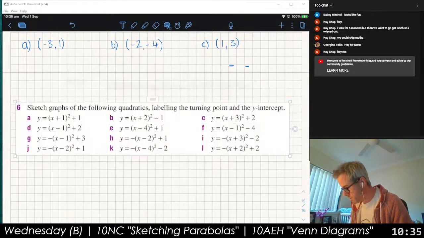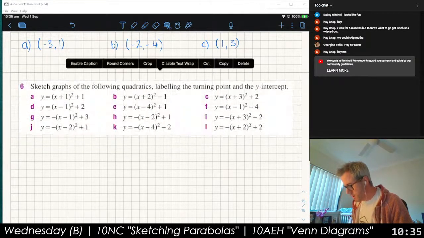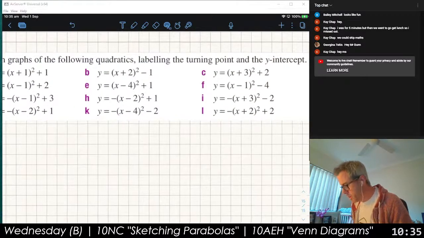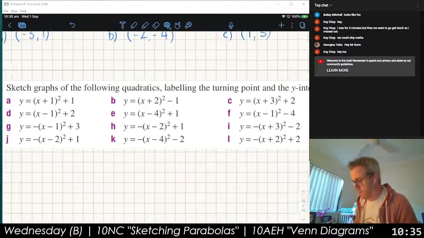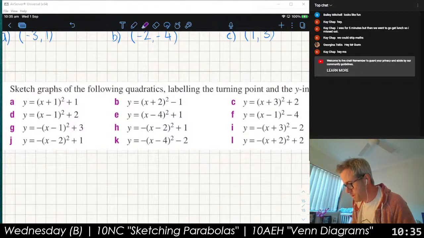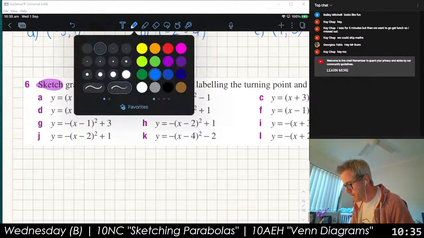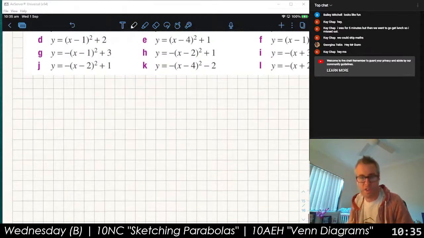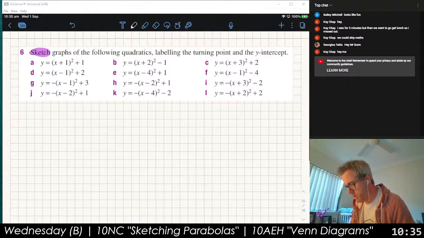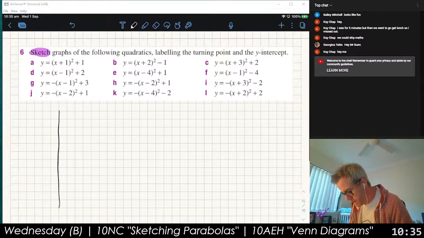Question 6. It says, all right, more sketching. Sketch the following quadratics, which is just what these formulas are. They're just our turning point formulas. That's what quadratics means. Sketch them, labeling the turning point and the y-intercept. All right, I've done enough scaffolding for you guys. It's now really just time to look at this and roughly sketch it. So I'm going to quickly do a Cartesian plane like so.